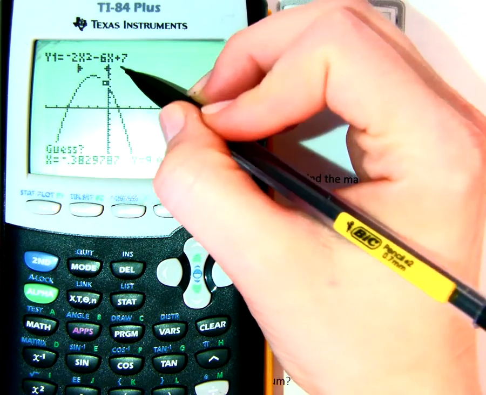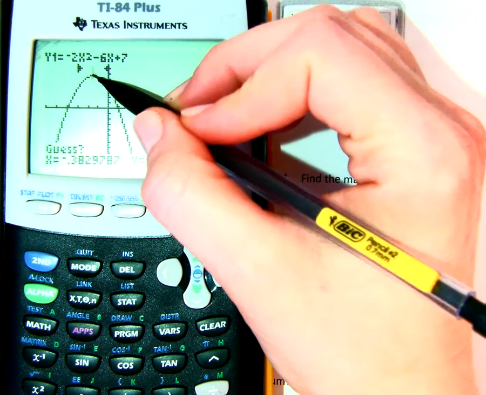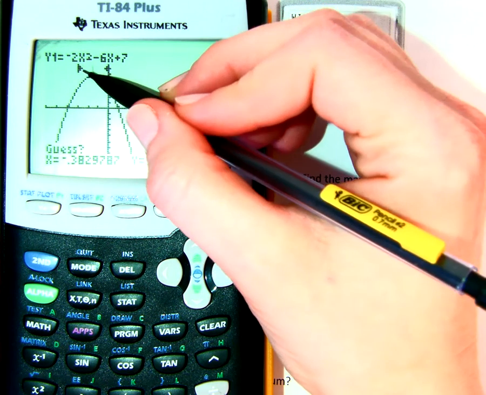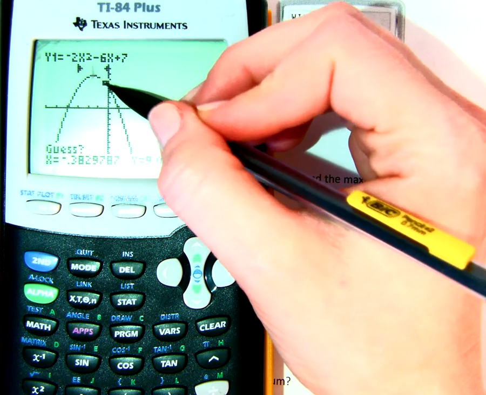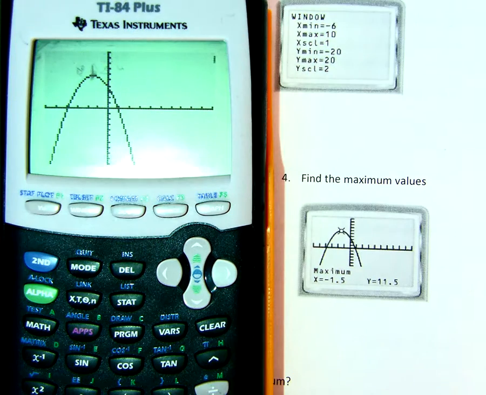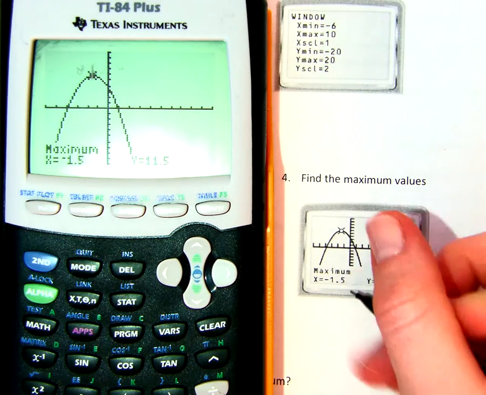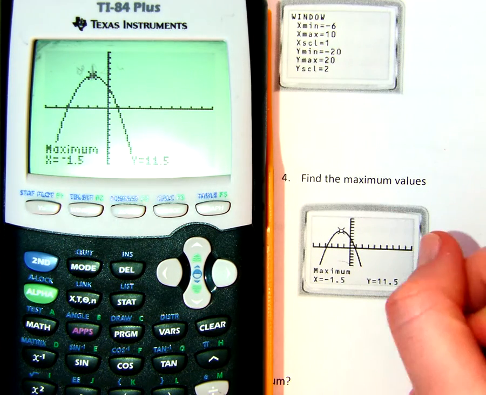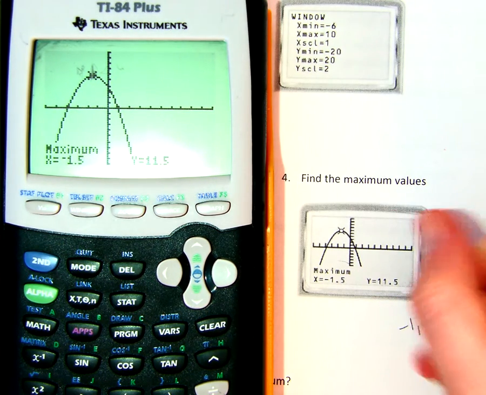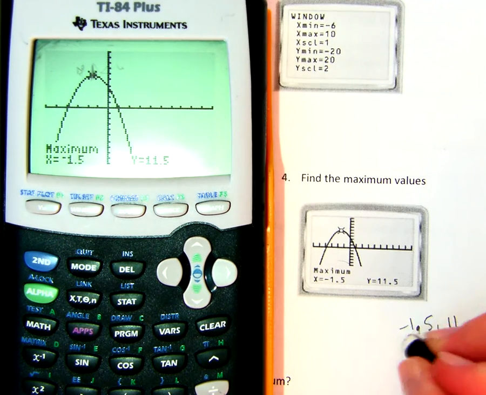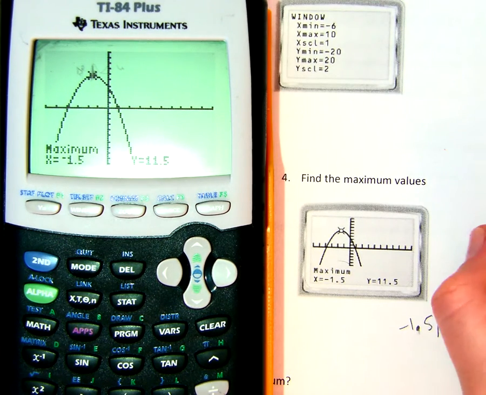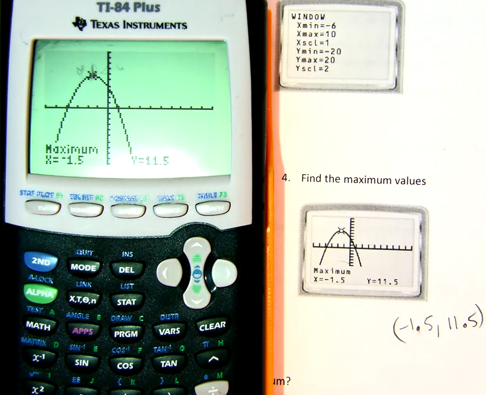These arrows are saying, find a point in between here. So always make sure your arrows are pretty close together, but not so close together that there's no room for error. Let's hit enter one more time. And there it gives us my maximum: negative 1.5 for x, and 11.5 for y is my ordered pair.